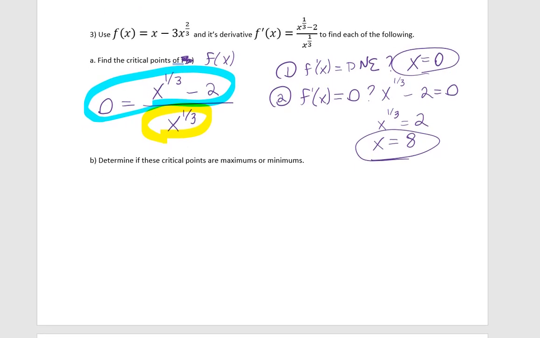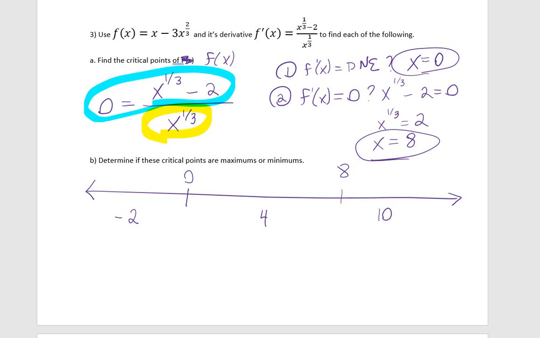Now, the next thing we want to do is determine if these critical points are maximums or minimums. So, to do this, what I like to do is create a number line, and then on that number line, I like to pick a number. So between negative infinity and 0, let's choose negative 2. Between 0 and 8, let's choose 4. And from 8 to infinity, let's choose 10. Now what I'm going to do with these is plug them into my derivative.